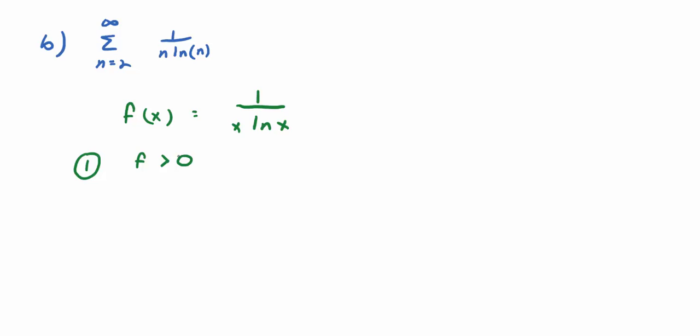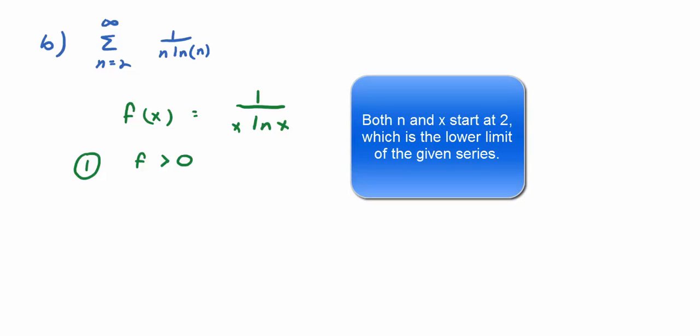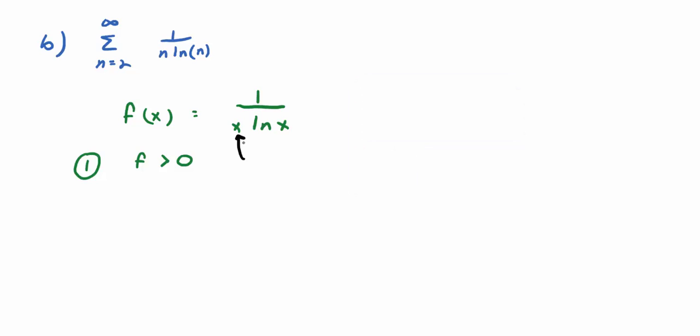Are we going to have any issues with f being positive? No, because x, now think about it. x is going to go from 2 to infinity, right? x is going to be bigger than or equal to 2. Certainly this factor, x, is bigger than or equal to 2 if x is defined to be bigger than or equal to 2. And so is the natural log of x, right? Once you get past x equals 1, the natural log is positive. So it's not an issue.